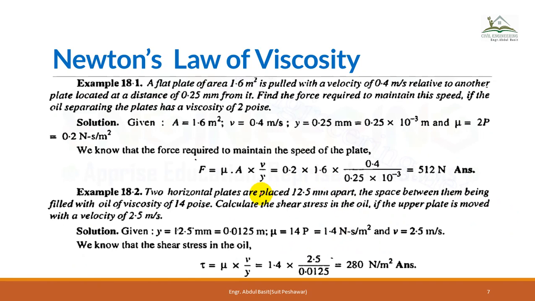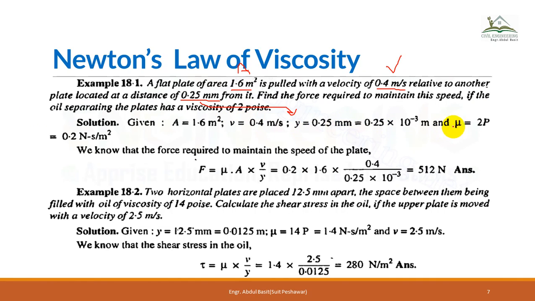Coming to the numerical now on that particular equation: a flat plate of area 1.6 meters square is pulled with a velocity of 0.4 meter per second. So this is the velocity and this is the area. This is relative to another plate located at a distance of 0.25 meter, so this is y. Find the force applied to maintain the speed if the oil spreading between the plates has a viscosity of 2 poise. So viscosity is given, that is 2 poise.